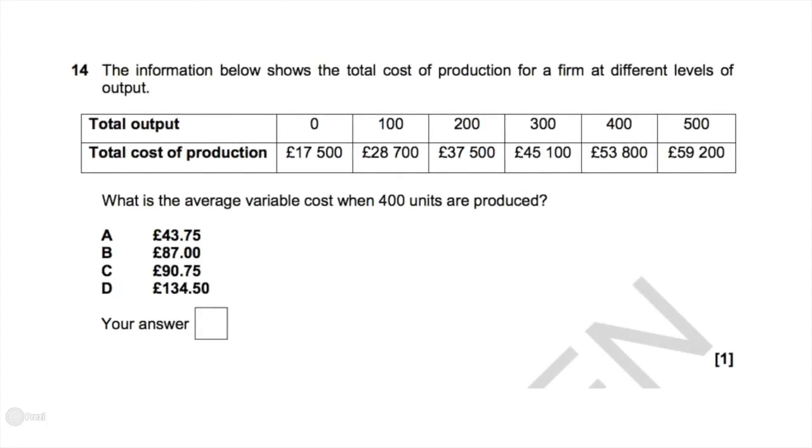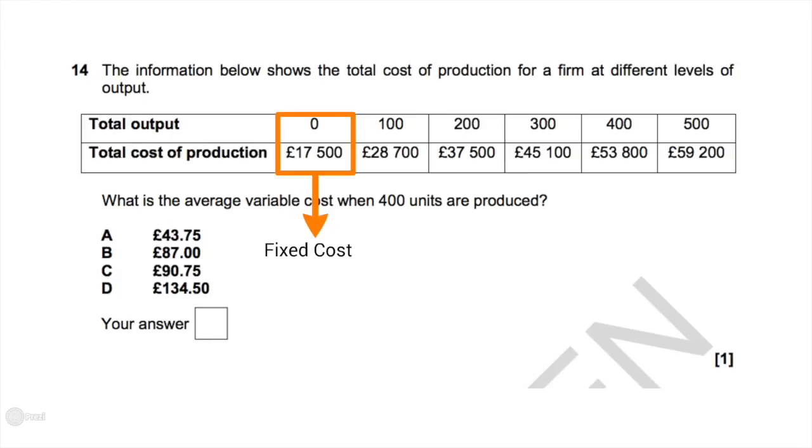Question 14 has an output table and a cost of production table. It's asked, what is the average variable cost when 400 units are produced? With this, we need to be very careful that we're looking for the variable cost, because we know that total costs, which is shown, are fixed costs and variable costs added together. The way we can find the fixed costs is by looking at what the cost of production are when the output level is 0. When we look at 0, we see that the fixed costs are 17,500.